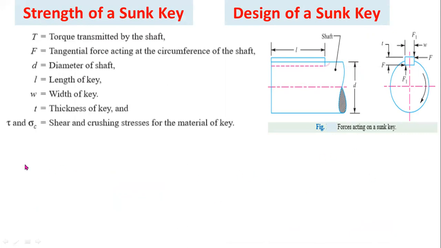Here, let capital D be the torque transmitted by the shaft. Also, torque transmitted by the shaft is equal to torque transmitted by the key. F is the tangential force acting on the circumference of the shaft. Small d is the diameter of the shaft, and small L is the length of the key, W is the width of the key, and T is the thickness of the key. Here tau is the shear stress induced in the key material. Sigma C is the crushing or compressive stress induced in the key material.